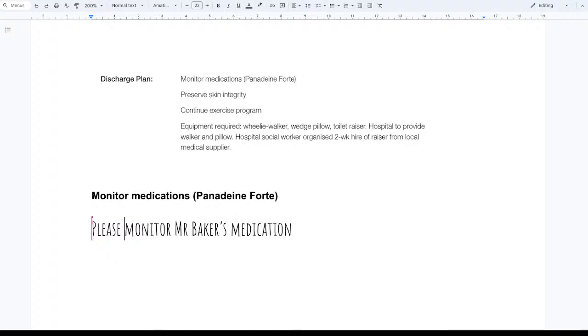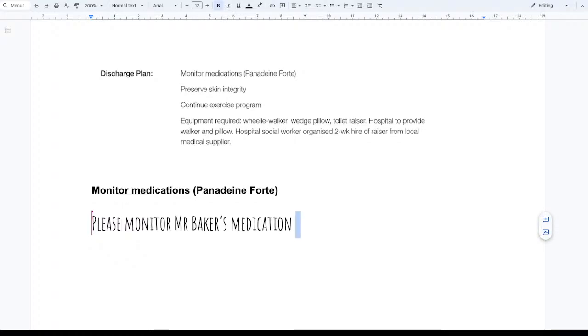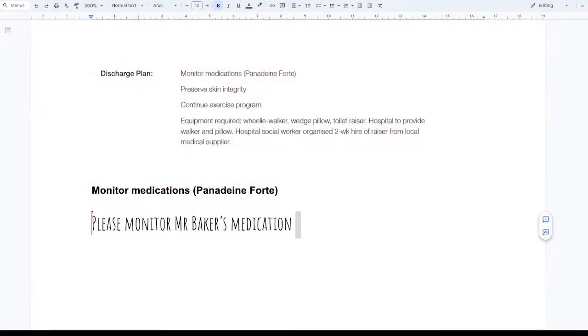There is no subject here. There's no subject, right? I'm not saying please I monitor, or please she monitor, please he monitor, right? It's just please monitor Mr. Baker's medication. So that's an imperative sentence. And we can use these a lot in request paragraphs. So this is the first type you're going to use, okay? So I'm going to call this type 1 imperative, okay?